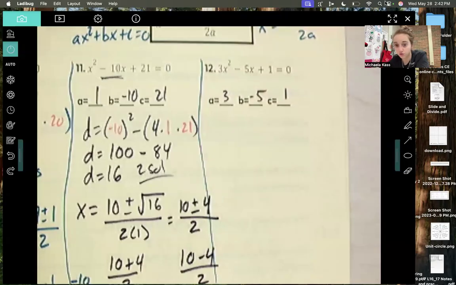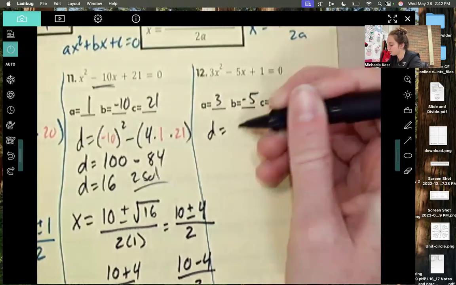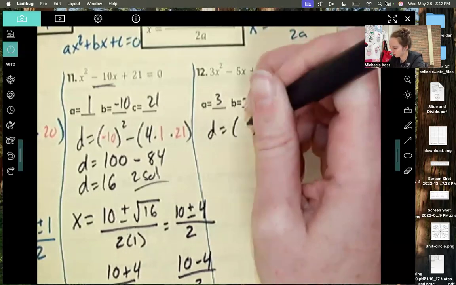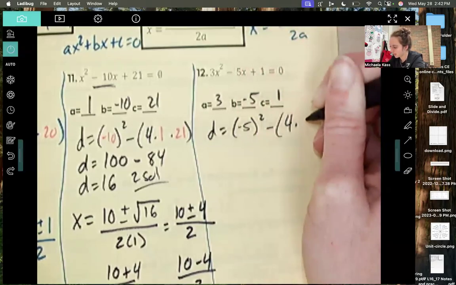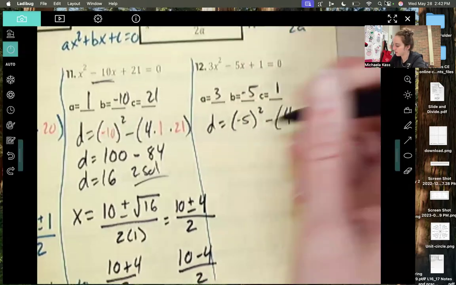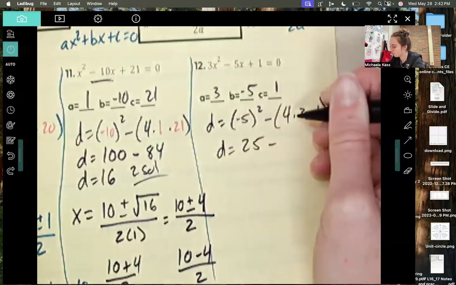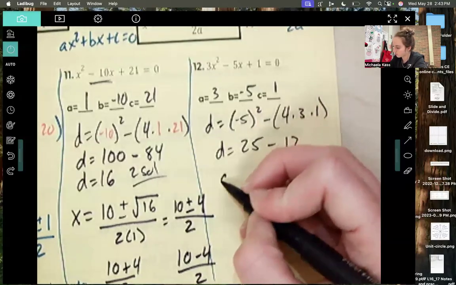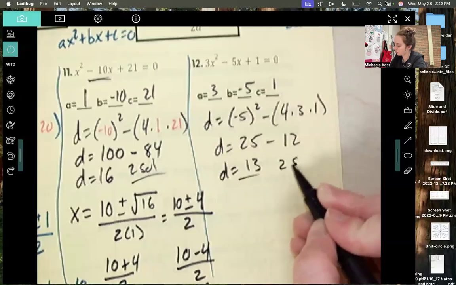So let's find the discriminant. So D equals B squared. So -5 squared minus 4 times A, which is 3, times C, which is 1. Okay, so D equals 25 minus, I know 4 times 3 is 12, times 1 is just 12, and 25 minus 12 is 13. So again, 2 solutions.